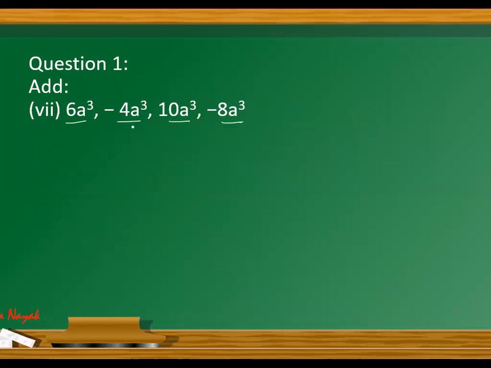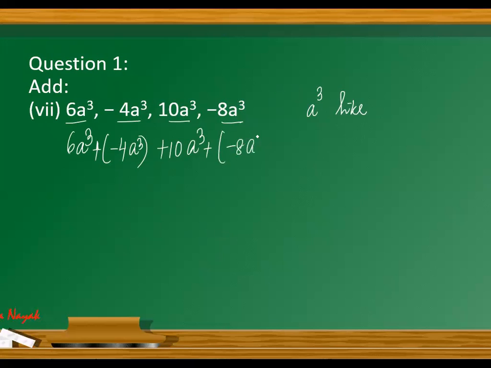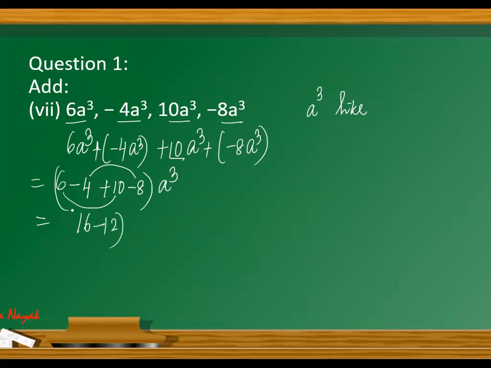Okay. Next, again there are 4 algebraic expressions. All are monomials and all have a cube, so they are like terms. So 6a cube plus minus 4a cube plus 10a cube plus minus 8a cube. So take the numerical coefficients 6 minus 4, then plus 10, next minus 8, a cube. Then 6 plus 10, 16, minus 4 minus 8, minus 12, a cube. How much will it be? 4 times a cube.